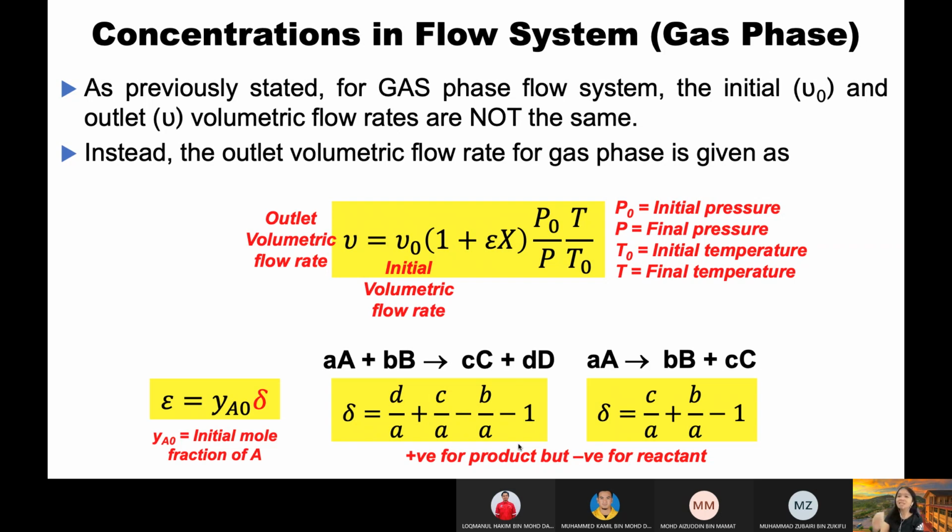However, this is the part that makes reaction difficult. Formula sigma ni tak fix. What do I mean by tak fix? Okay, example, and the one that I'm telling you now is the case where A and B is reactant.